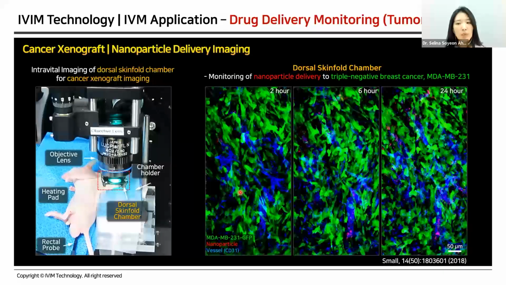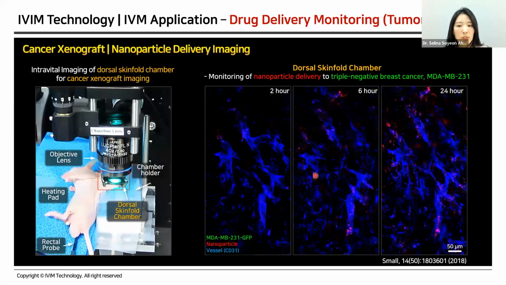And this is another example investigating nanoparticle drug delivery to breast cancer cells. The GFP-expressing breast cancer cells were implanted and grown for days for the drug testing. Then we treated with the red fluorescent nanoparticle drug to analyze the drug delivery and drug distribution to the target breast cancer. Over time after the particle injection, we could monitor the delivery rate of the nanoparticles to the tumor tissue. So within 24 hours, nanoparticles are fully delivered to the breast cancer tissue like this.